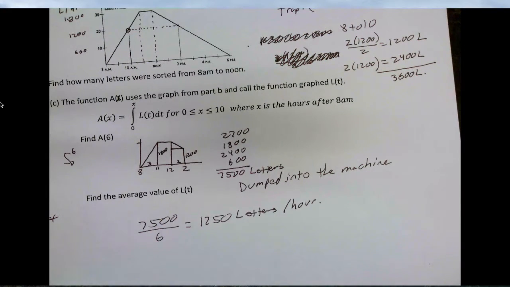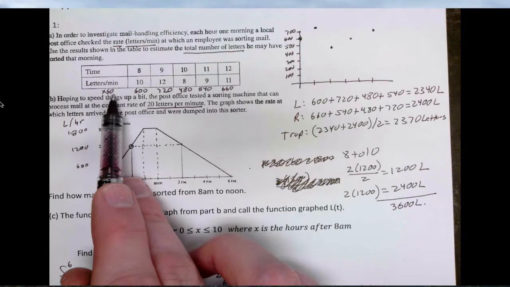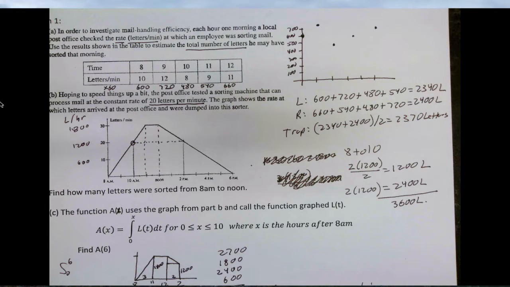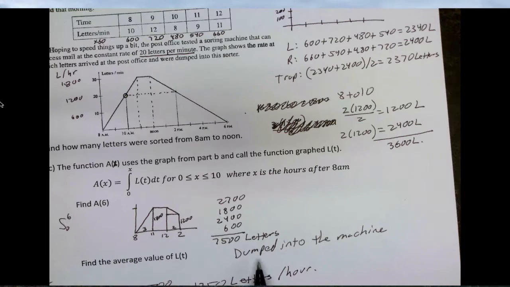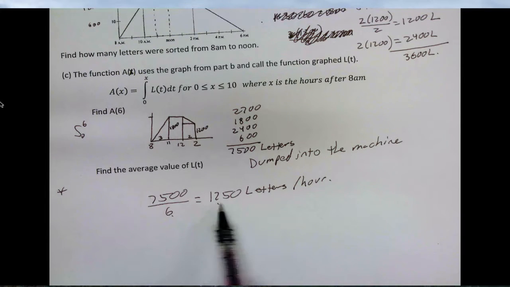All right, keep in mind, part B is crazy difficult. Part A is reasonable, except we had to convert by multiplying by 60. All right. Part C, just do you know how to use an accumulation function, knowing that you're doing the area from 0 to 6. Break it up, and our units would be letters. And then finally, average value of the function: I take that area and divide by its width, and I end up back at letters per hour.